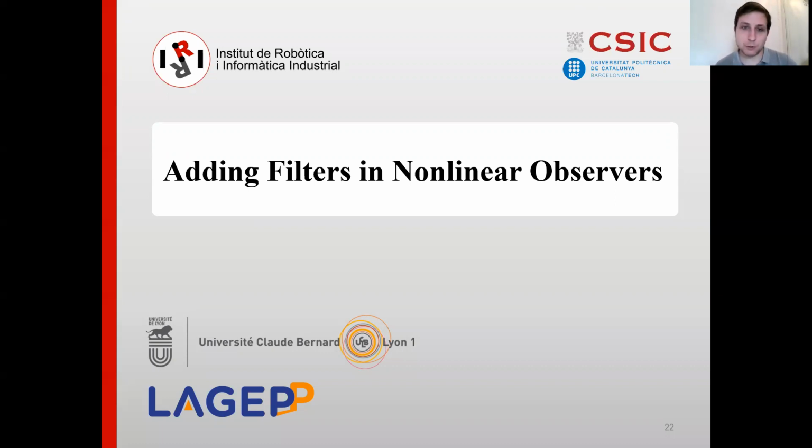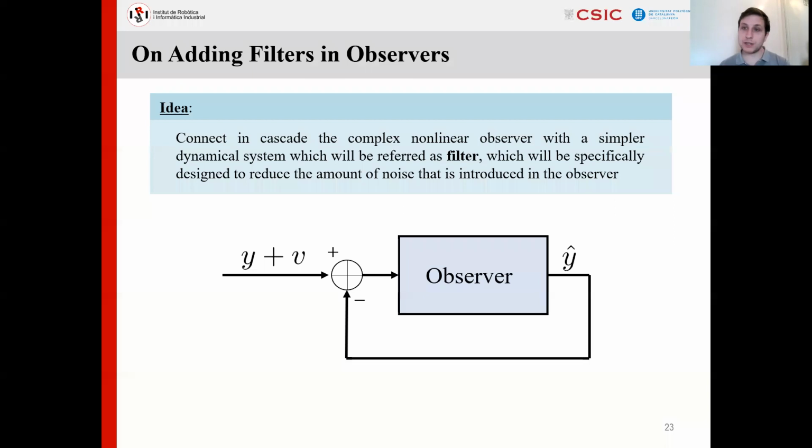So in the next section, I will focus on introducing the idea of adding filters in observers in order to reduce the effect of measurement noise. It should be mentioned that this section has been made in collaboration with the Laguerre group at University of Lyon. So the idea is pretty straightforward. Here we consider that we have an observer and the input of the observer is the output estimation error. That is the error between the estimation of the output and the measured output. And we assume that the measured output is corrupted by some unknown noise depicted here with the factor V.